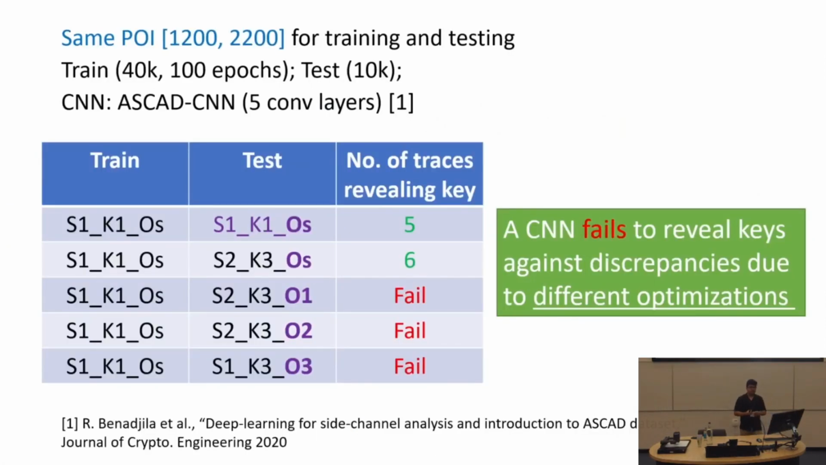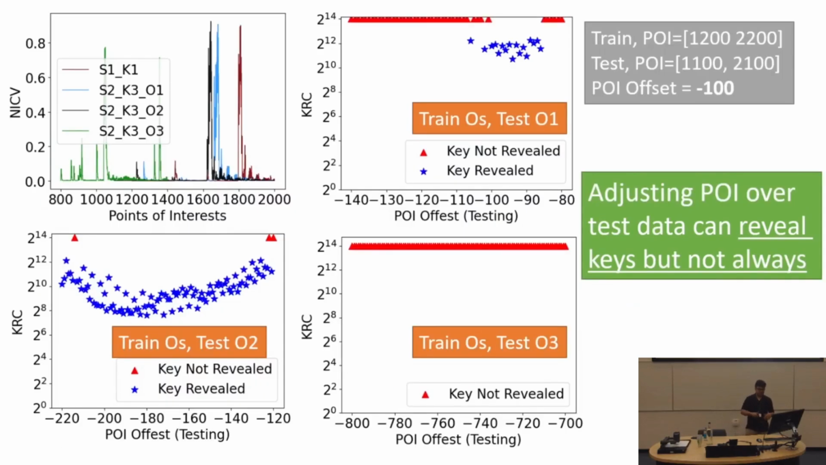Now, if you were to use the same points of interest from your traditional model, we observed that we failed to recover the key in all the optimization cases. So that is, a CNN fails to recover keys against discrepancies due to different optimizations. The reason behind this is, we leverage something called NICV, which is normalized inter-class variance, which gives us the leakage points of every data set. You can see that there is a shift in the target byte points.